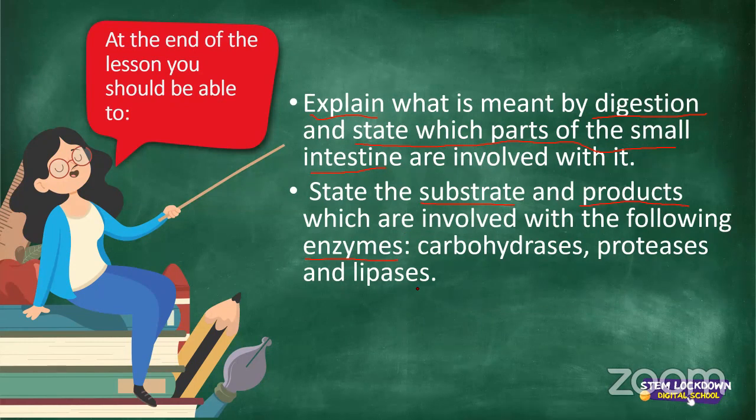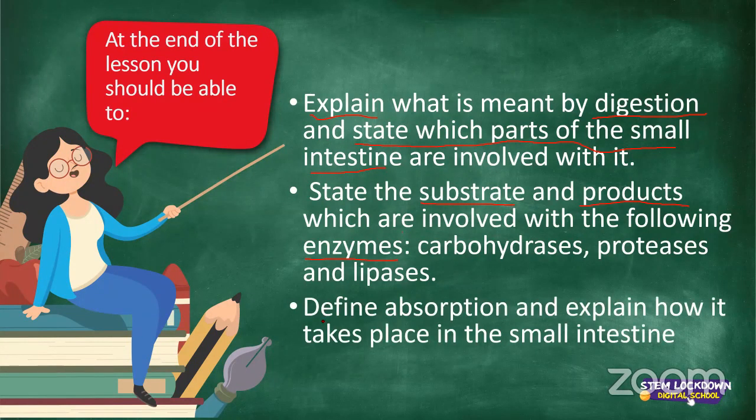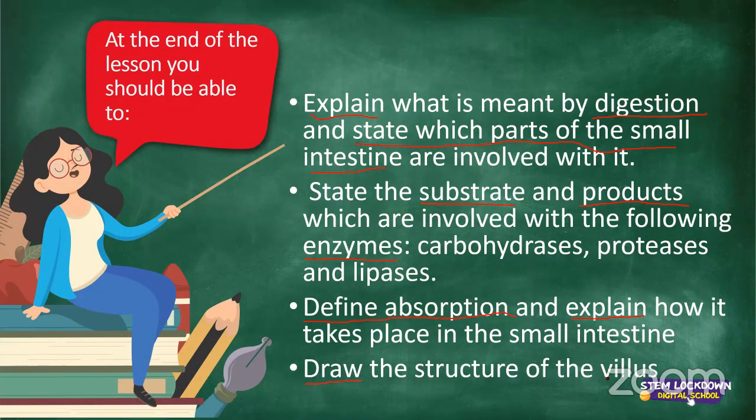Then we should also be able to define absorption. We'll just give a simple definition of absorption, which we just dealt with now, and explain how it takes place in the small intestine. Then we need to explain there, right? And then we also need to be able to draw the structure of the villus. Remember, when we draw structures, we also need to be able to label the structures. Okay.